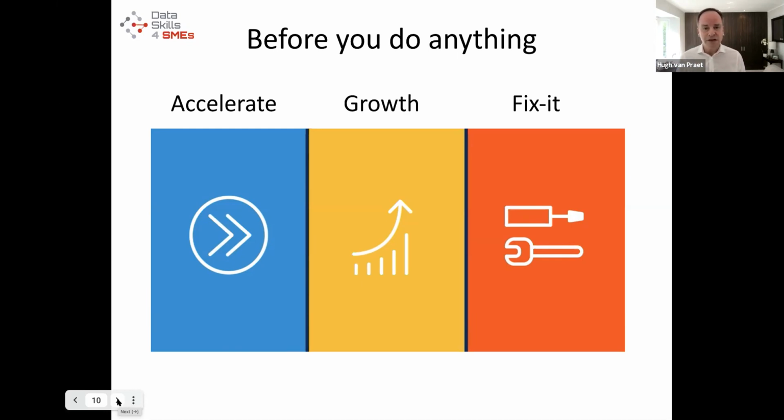Then growth is okay. Here you want to do something new. You want to go into a new market, or you want to grow your company. Is it through acquisition or is it through outsourcing? And then the third part is the fix it, and that's a bit of analyzing what has worked and what hasn't worked. And I'll provide 3 insights of what you could do in these three domains.